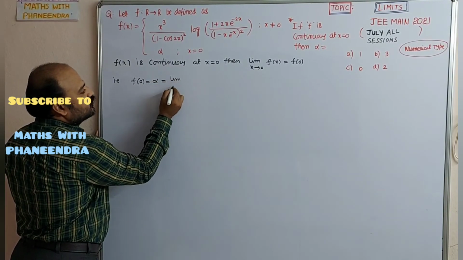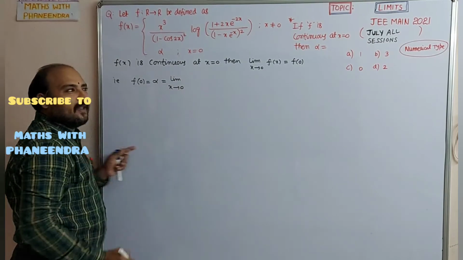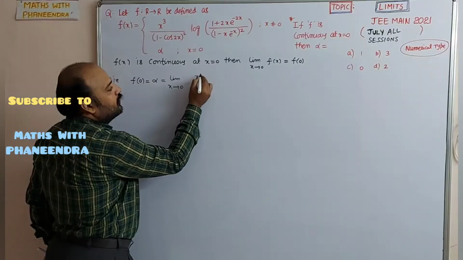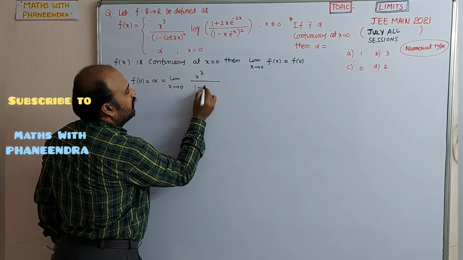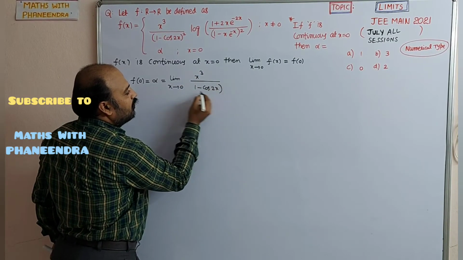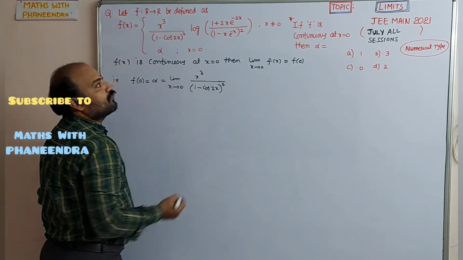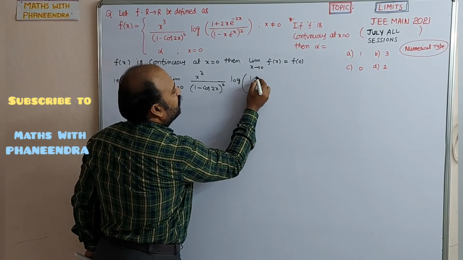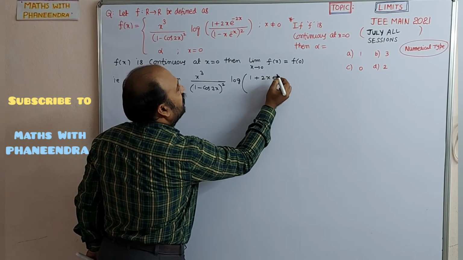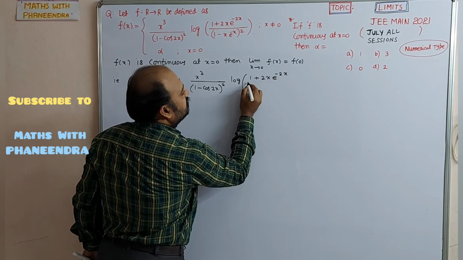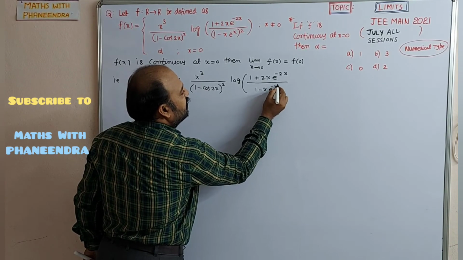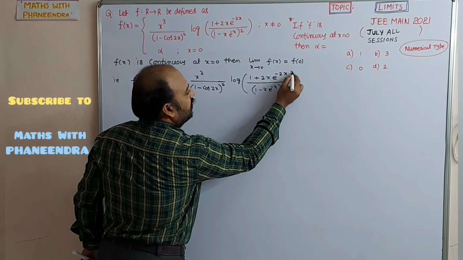As x tends to 0, in place of f(x), substitute this function: x cube divided by (1 minus cos 2x) whole square, into log of (1 plus 2x e power minus 2x) divided by (1 minus x e power minus x) whole square.